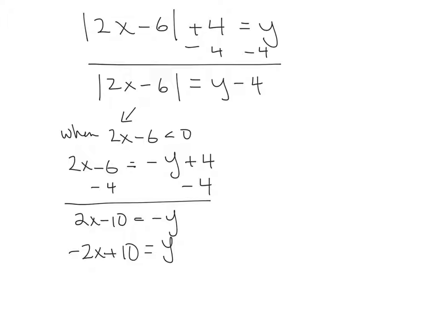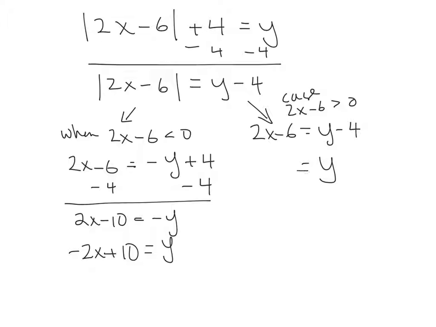So that's going to be the left portion of this graph. And on the right hand side, we're going to graph 2x minus 6 equals y minus 4, because this is for the case where 2x minus 6 is greater than 0. And that solves pretty quickly as y equals 2x minus 2 from adding 4 to both sides. If we graph this carefully, it's going to give us a graph that looks like this.